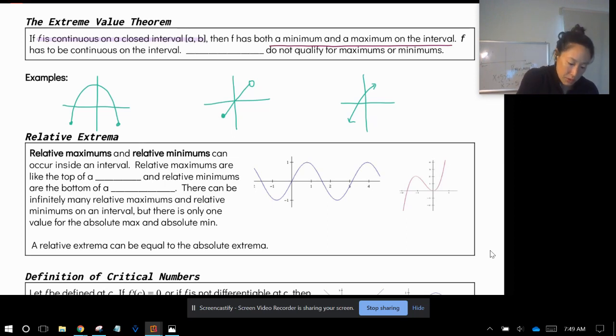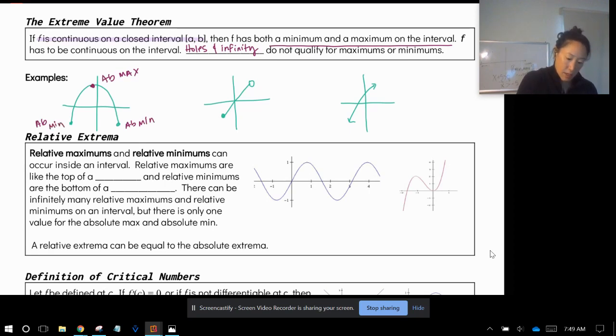Okay. Holes and values that go to infinity do not count as maximums. So an absolute maximum would be this value here. This is an absolute min, or a global. We also call it a global min or a global max.